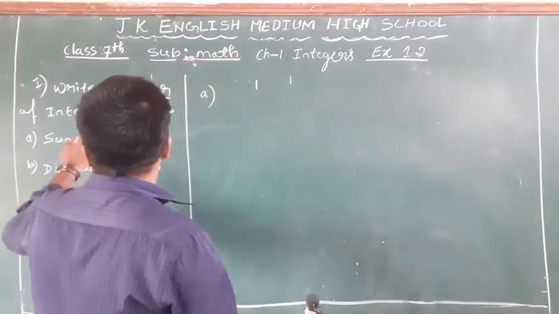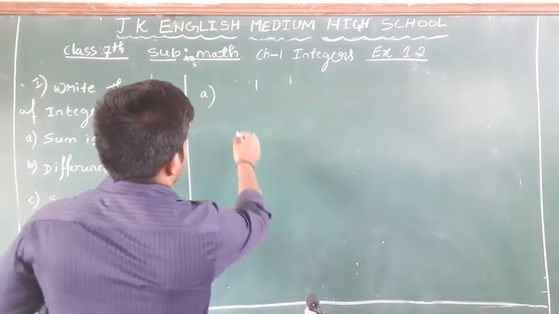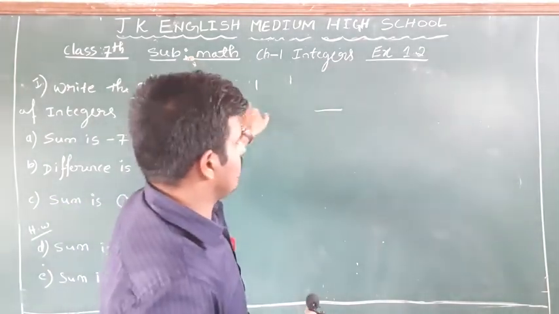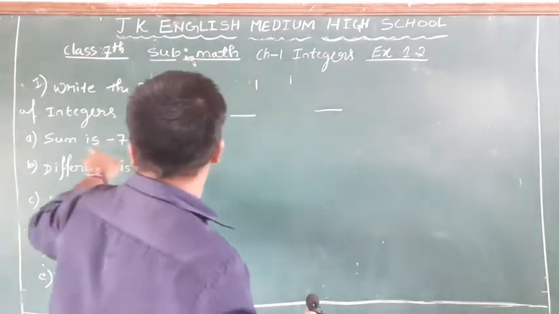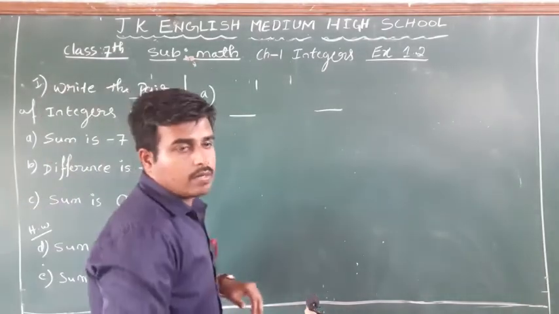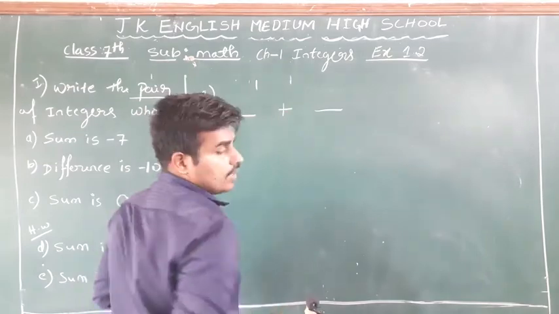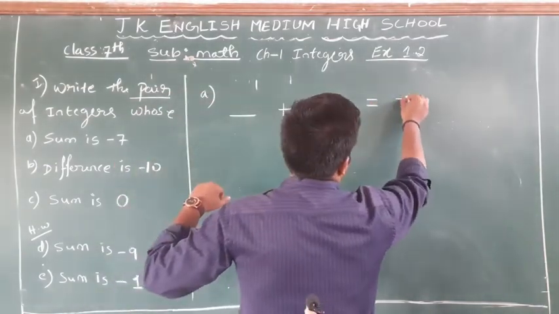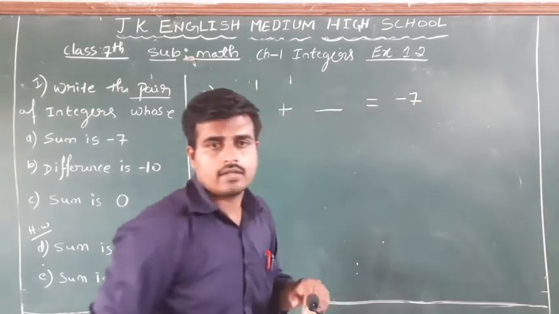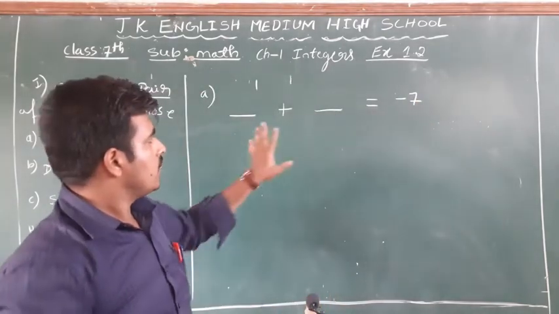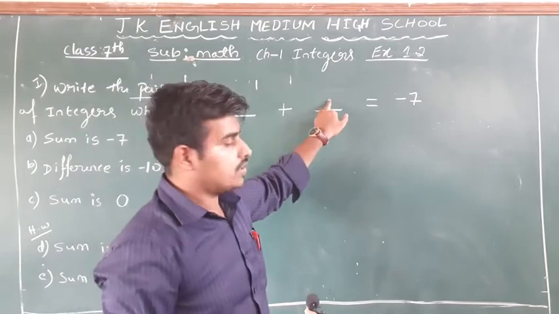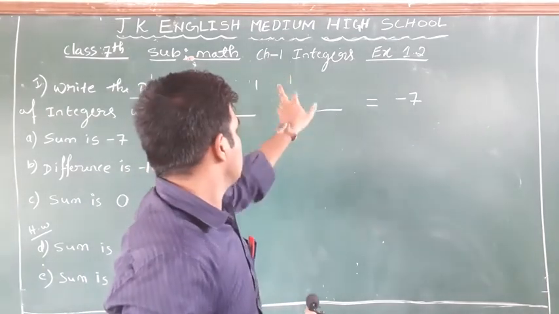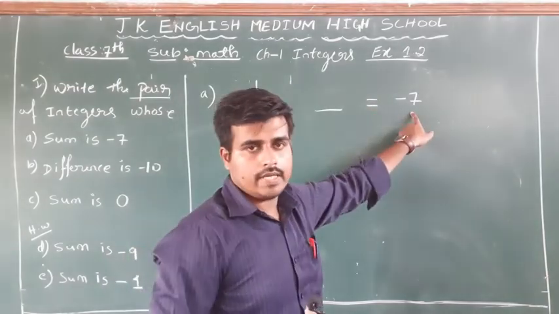Now, sum of 2 integers means I have to write 2 integers. These are the blank spaces. I have to write 2 integers, and sum means what? Plus. Their sum must be how much? The sum must be minus 7. So if you find these 2 numbers, those 2 numbers will be your answer. Their sum must be equal to minus 7.